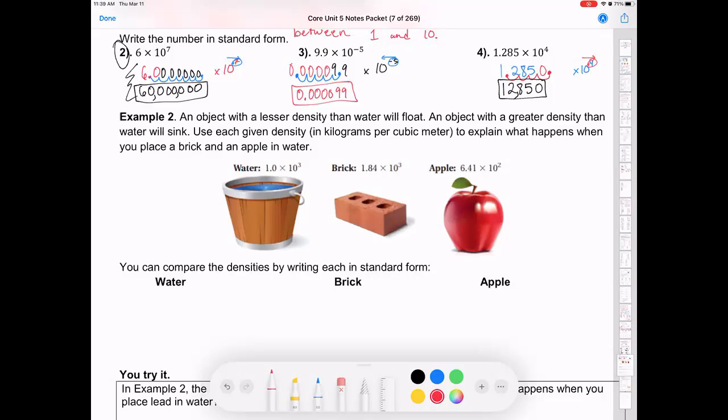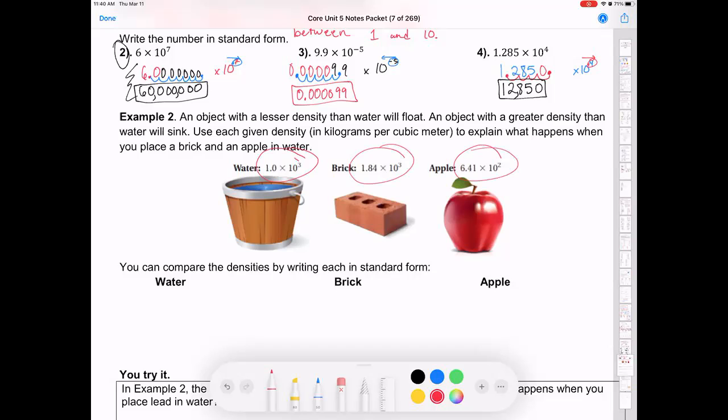Many of us recall when we were younger, bobbing for apples, right? Notice how they floated to the top usually. But if you put a brick in water, we know that it would sink down. Using scientific notation, though, we can actually calculate those densities as a standard number.